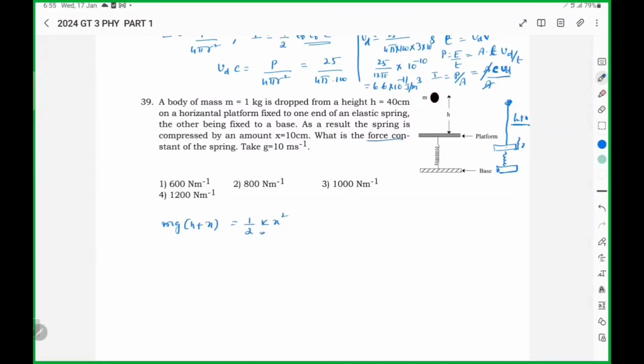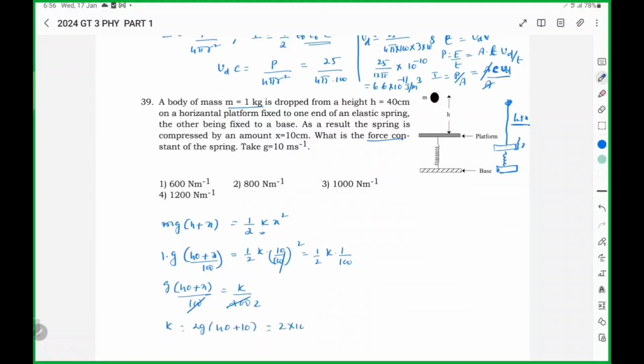He is asking to find the force constant. Mass is given as 1 kg, height in centimeters is given, x in centimeters I will assume. Half k, that x also is given, which is half k into 1 by 100. So k will be 2g into x is 10, into 50,000 Newton per meter.